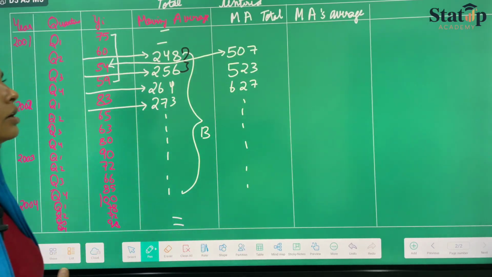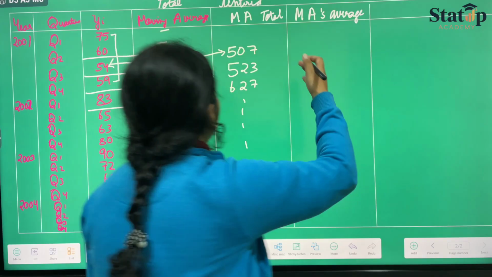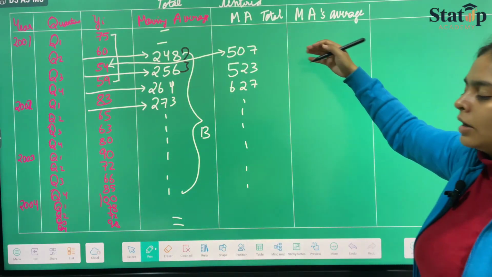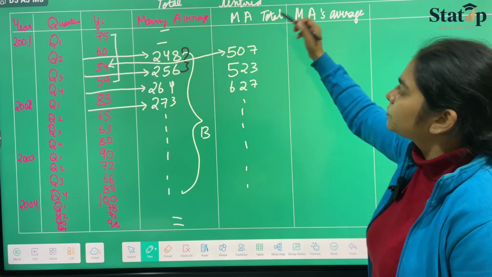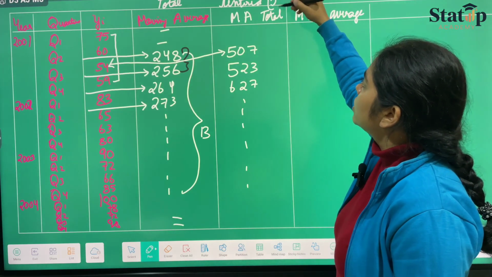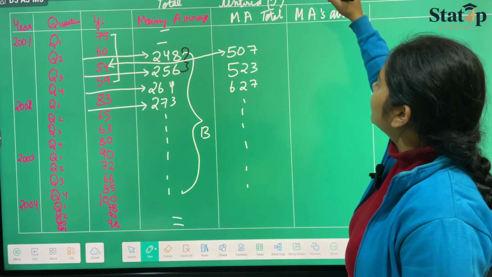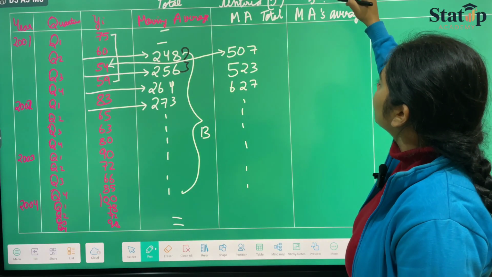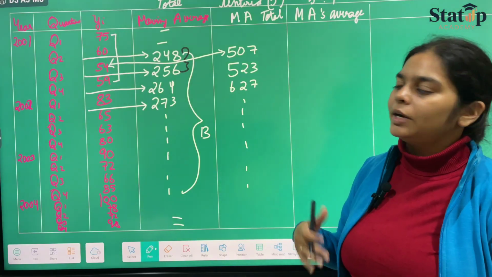This is how we calculate the moving average total. Now we'll calculate the 4 quarter moving average. This is a moving average because we are calculating for quarterly data. So we'll divide this column, column number 5, by 4. If it had been yearly data, then we would have divided it by 12.